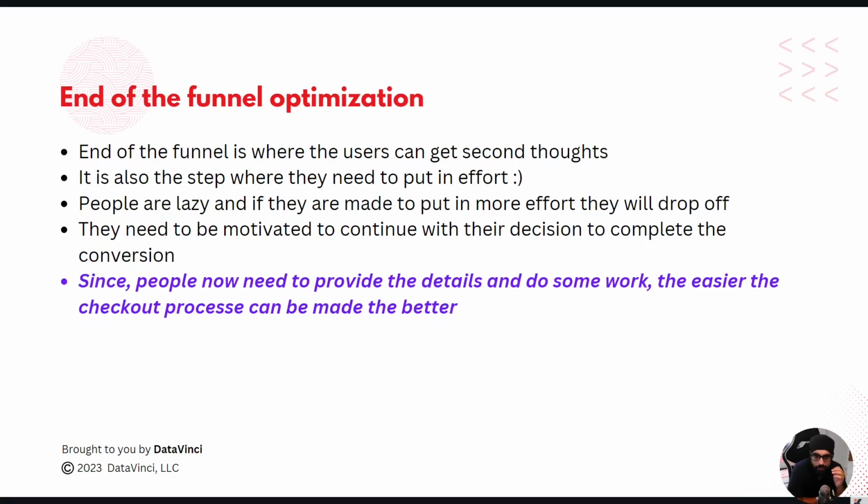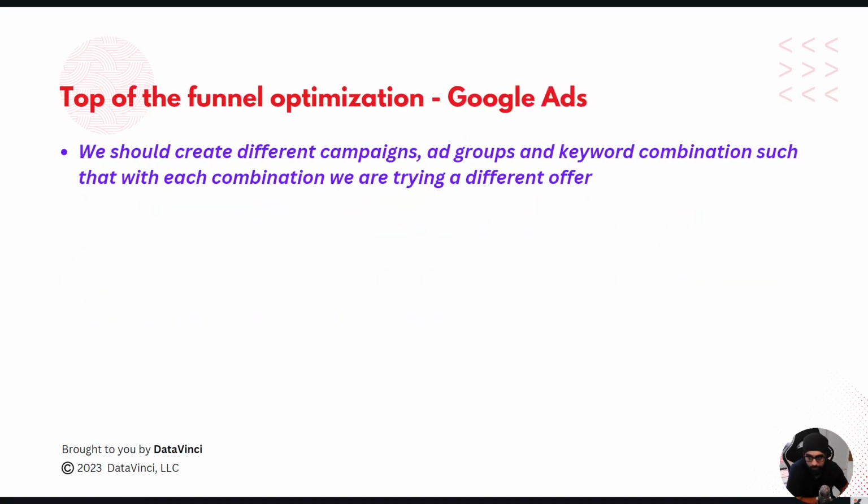People need to provide their details and do some work. The easier the checkout process, the better it can be. That I've already communicated. So, top of the funnel optimization when it comes to Google Ads, how should you do it? We should create different campaigns, ad groups, and keyword combinations such that with each combination we are trying a different offer. Okay, so let's say that you have a campaign, ad group, and keyword combination.